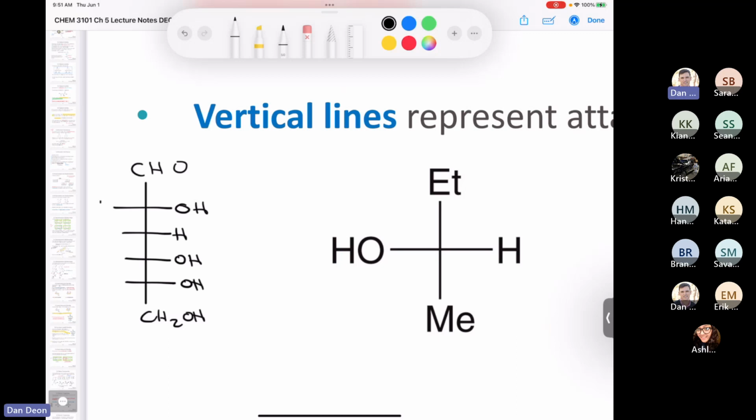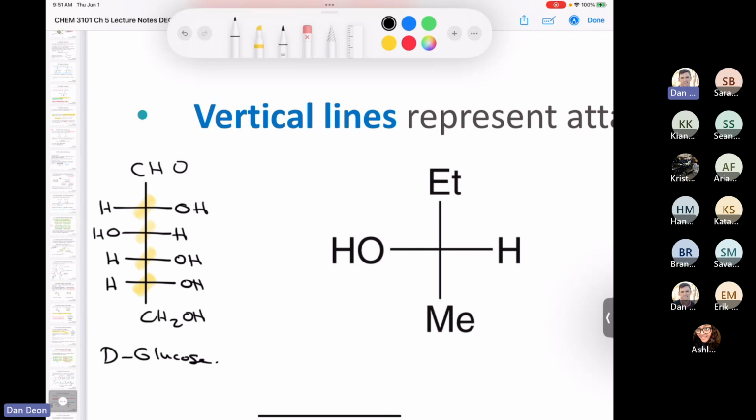Has anybody here ever seen this before? Anywhere in their travels? So they call this D-glucose. Anybody seen this at all anywhere in a biology textbook? No, maybe not. I don't know. Anyhow, so there's 4 chiral centers in D-glucose, 1, 2, 3, 4.